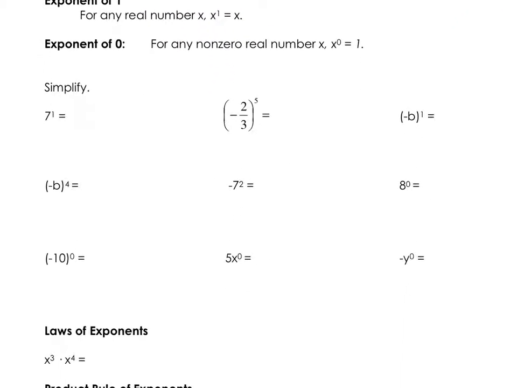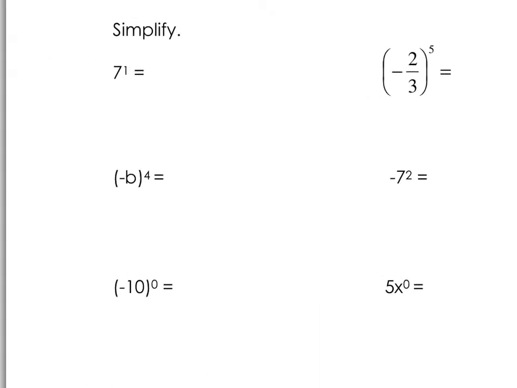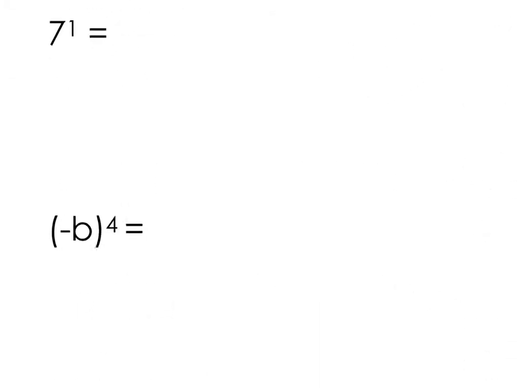An exponent of 0. For any non-zero real number, x to the 0 power equals 1, and we'll talk about that more later. Why is x to the 0 power equal to 1? So let's work through some example problems here. So we're going to simplify.